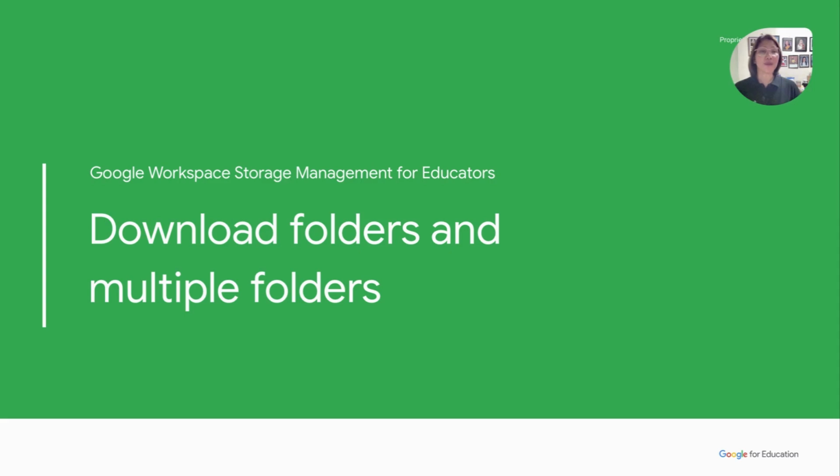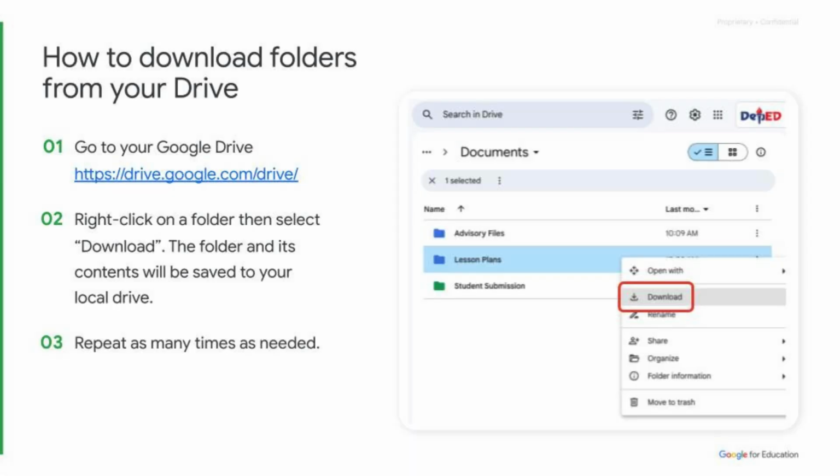You can also download folders and multiple folders. Again, go to your Google Drive, right-click on a folder this time, then select Download. The folder and all of its contents will also be saved to your local drive. Just repeat as many times as you need.